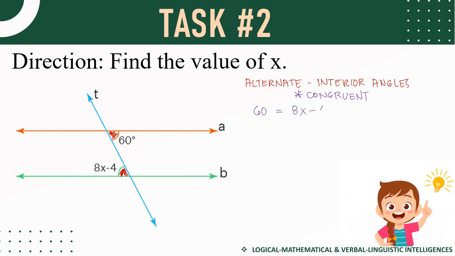8x minus 4. So again, if we consider the two angle measures as congruent, therefore they do have the same measure. So translating it to a mathematical expression or equation, this will be our equation. 60 is equal to, or has the same measure as, 8x minus 4. And then after this, we're going to have our computation.